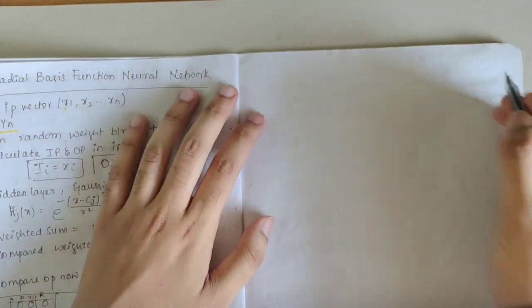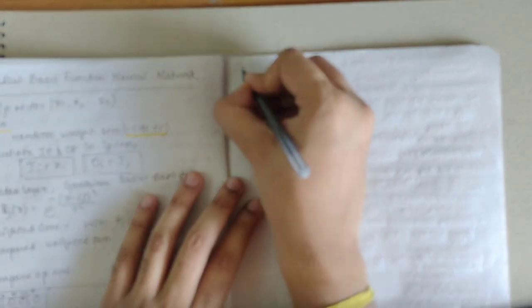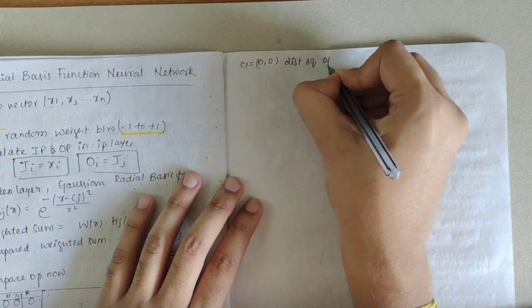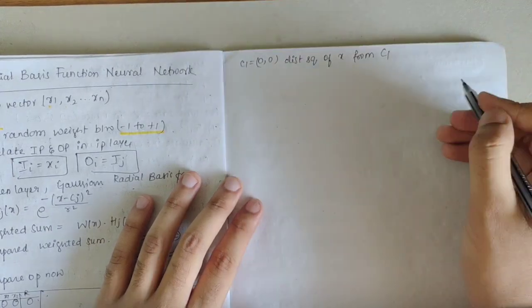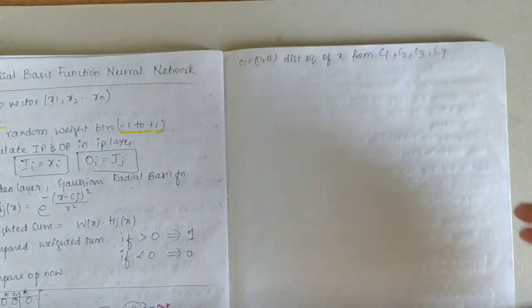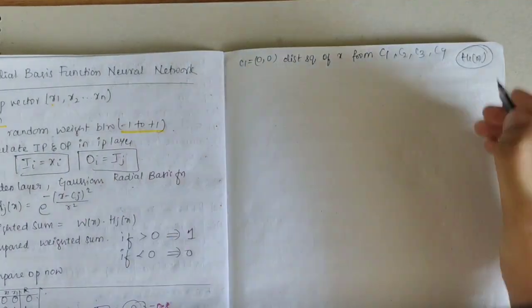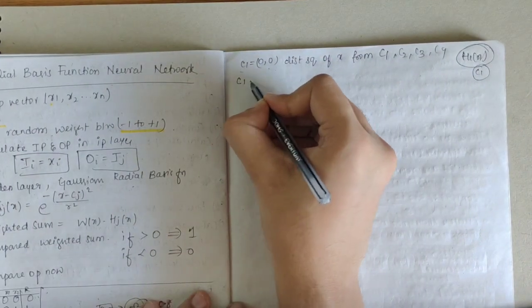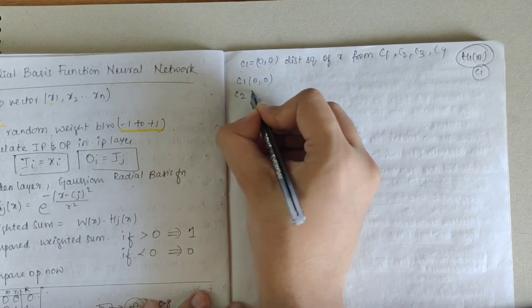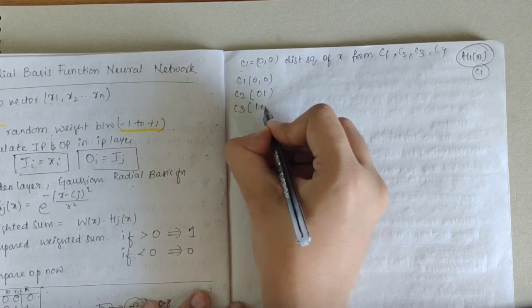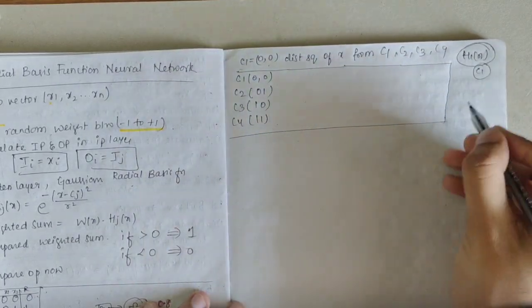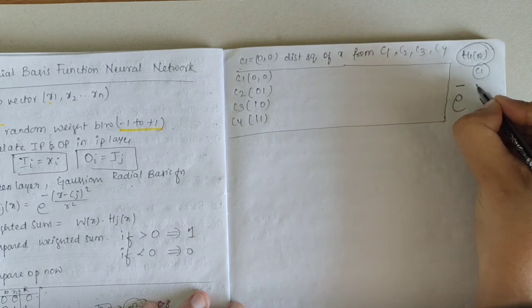Now we'll see how to calculate this. Firstly, I'll consider the first point they have given, that is the c1 value, 0,0. Now I need to calculate the distance square of x from c1, c2, c3 and c4. In order to calculate h1 of x, that is with c1, I wrote c1 first here. Next I'll write the other conditions, that is 0,0, and then c2 is 0,1, c3 is 1,0, and c4 is 1,1. Now that I have written this, my equation says e to the power minus (x minus c1) whole square by r square.